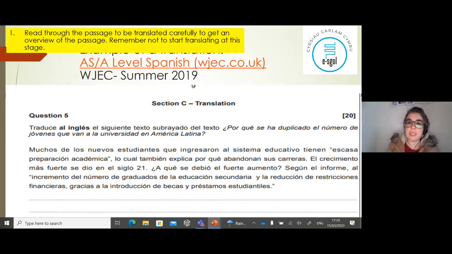So I'm going to read this out loud for you, and I just would like you to follow with my reading. Section C, translation, question 5. You can see that you have 20 marks available for this task.